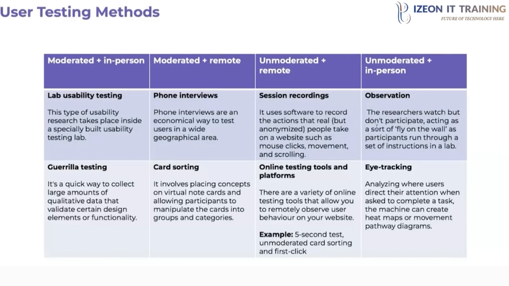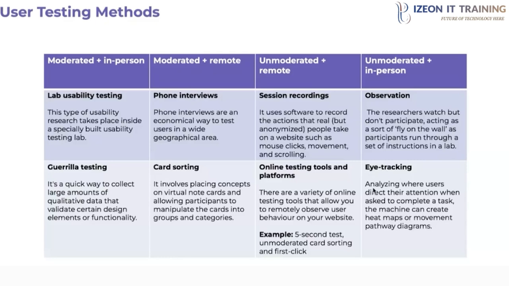Unmoderated in-person observation: the researchers watch but don't participate, acting as a sort of fly on the wall as participants run through a set of instructions in a lab. You create a set of instructions and give it to your user, who is in the lab with you, and you just watch how they are booking a flight, booking a hotel, making payment, going through a checkout process and all of those things. That is what is called observation.